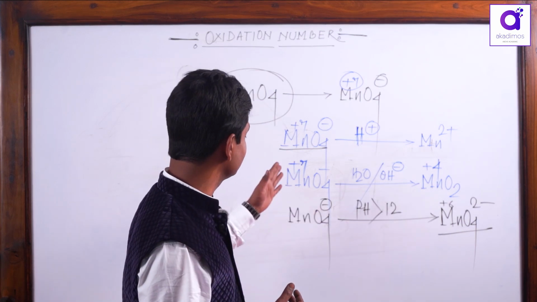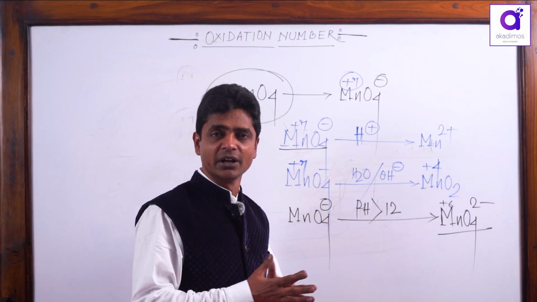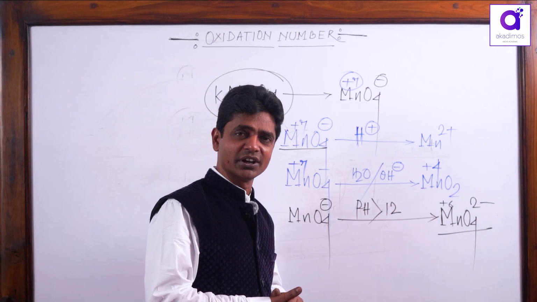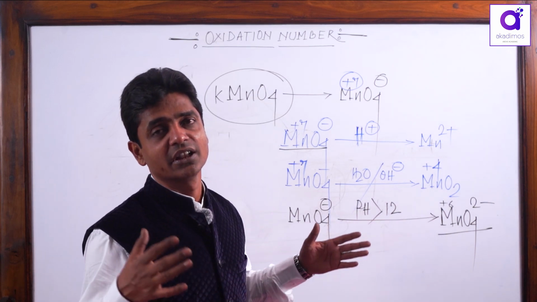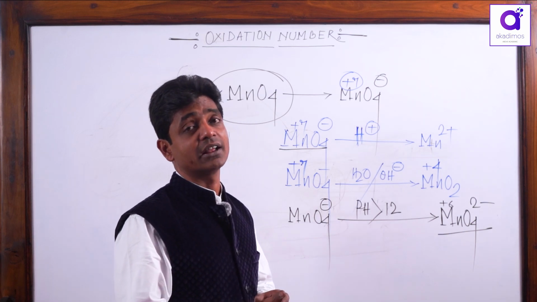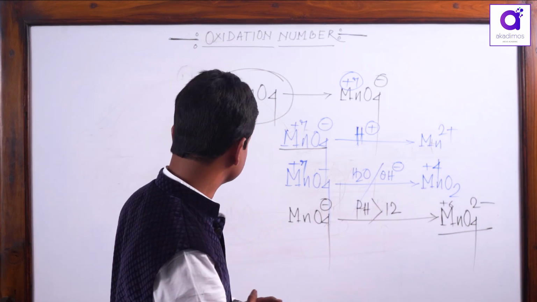In class 12, you will get it there. There you have redox titration. KMnO4 is a secondary standard solution. That secondary standard solution you have to titrate against a standard solution, oxalic acid solution, and that is a redox reaction.